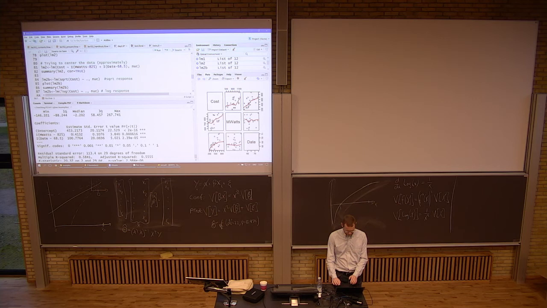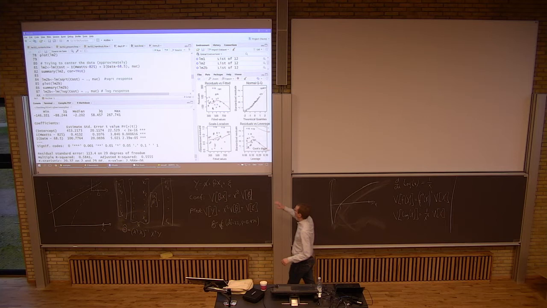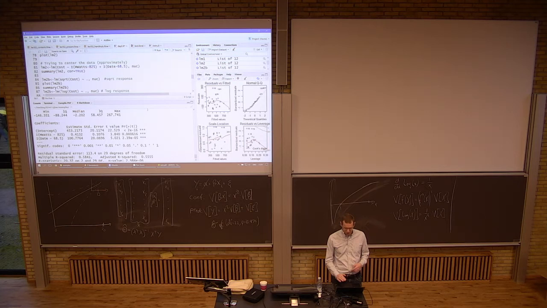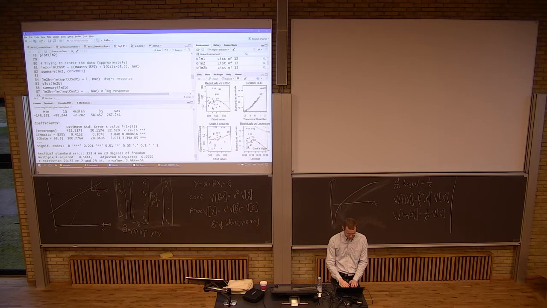Now, going back to the diagnostic plots, what we see here is a slight increase in the variance here. We could say that we don't want to do anything about it. We could also try to do something about it. Since it's not a large increase, what I want is just to get a small reduction of the variance here relative to here. So I'll try to take a square root of the cost and do the same model.